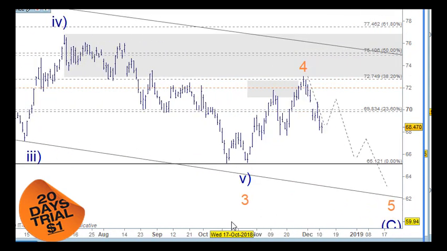So it's possible for this to have an A and a B and a C and be completed here, and then we're moving down for wave 1 and back for wave 2 and 3 and 4 and 5. So a fair bit to go down through here. I was looking at shorting this, but I thought that I would wait for a bit of a rally here. We'll look at that in a moment.